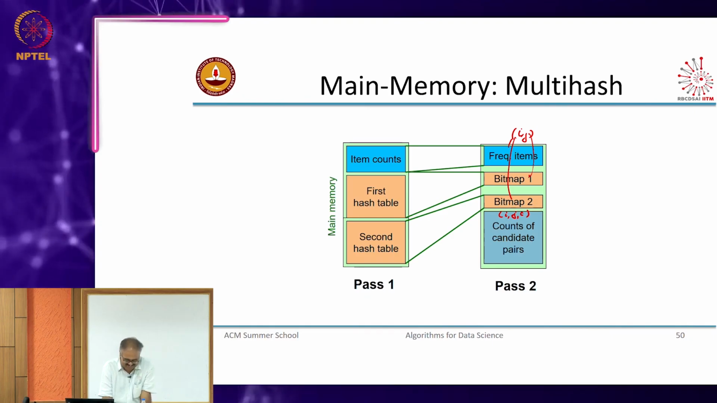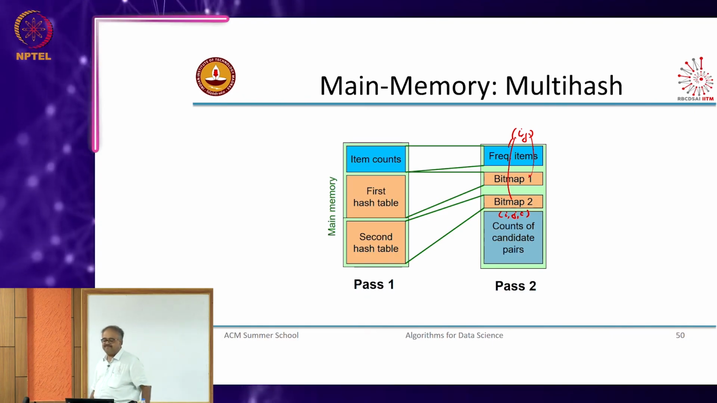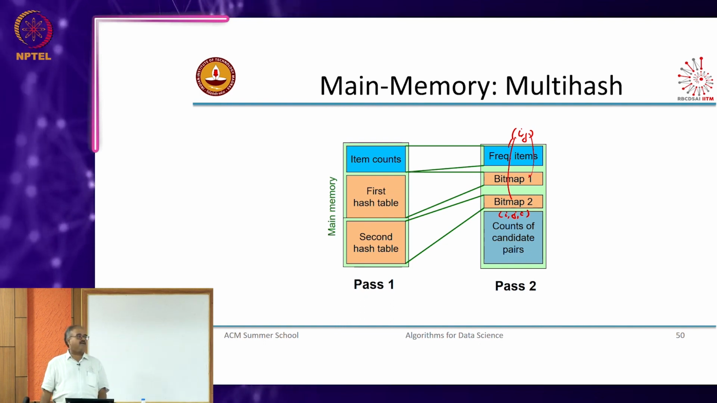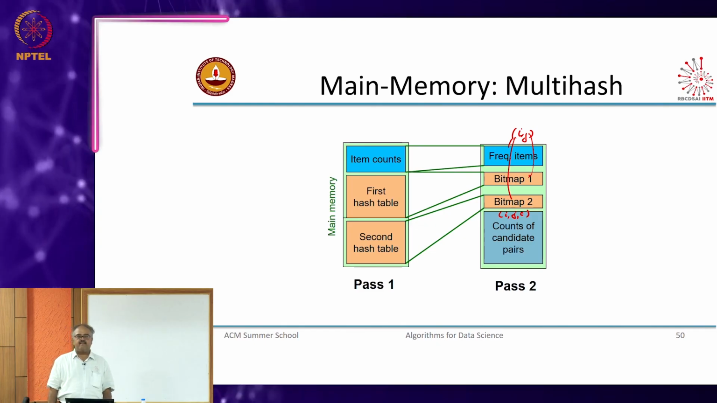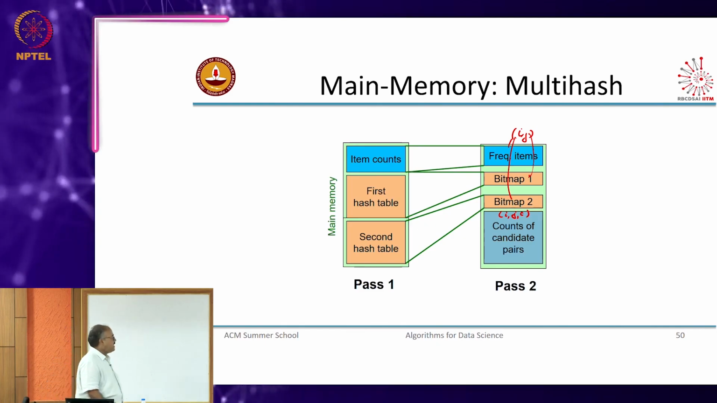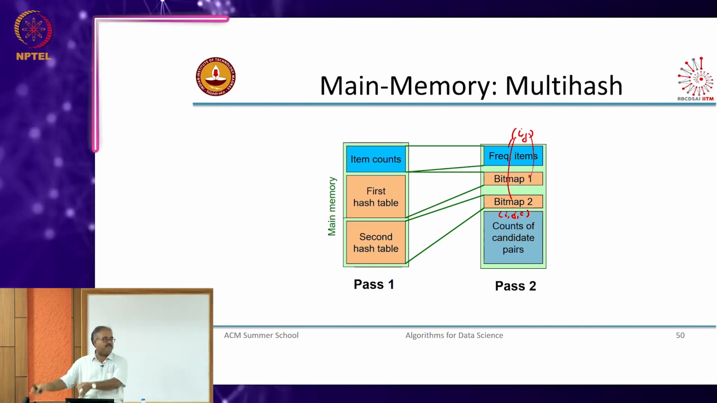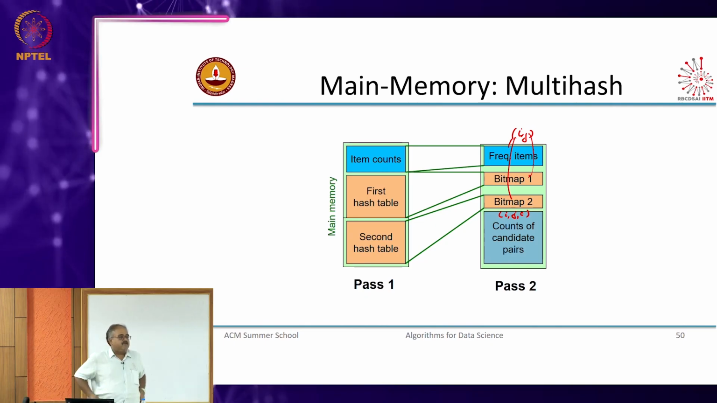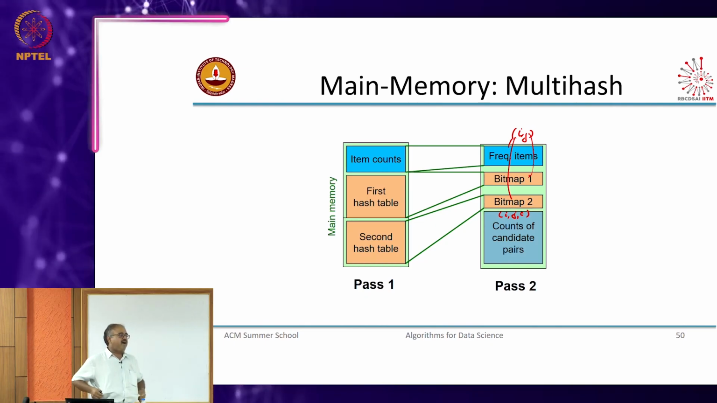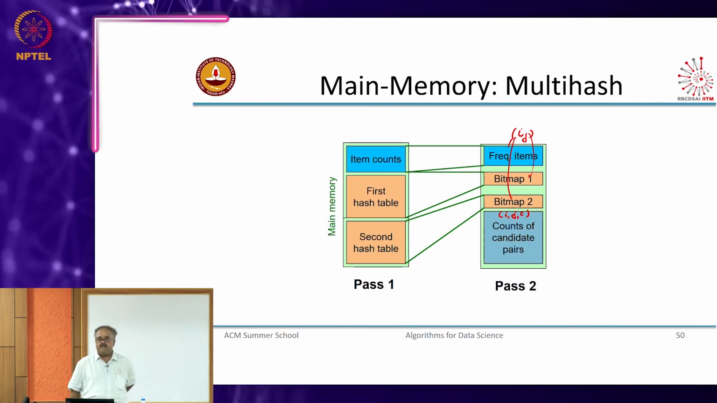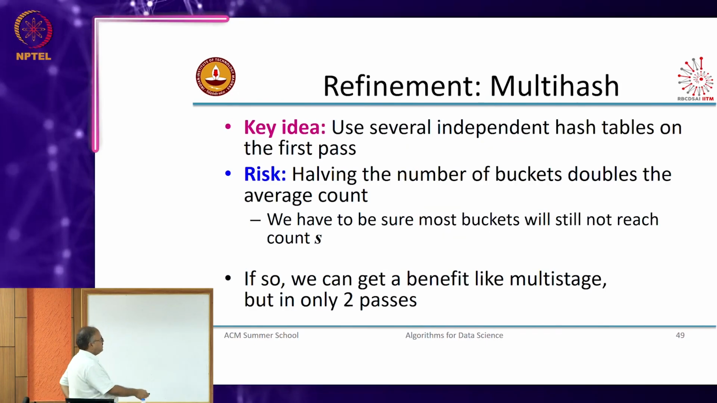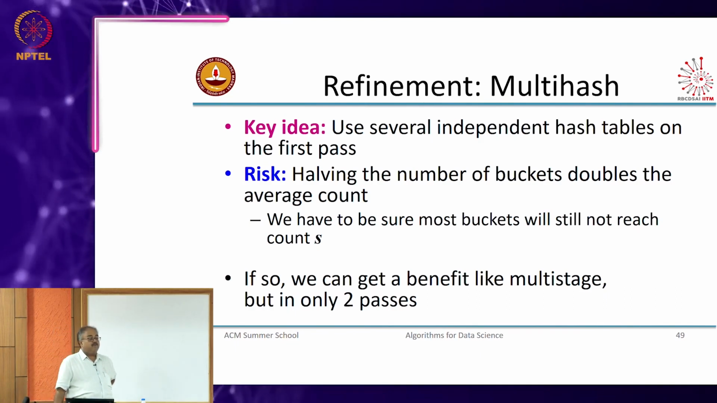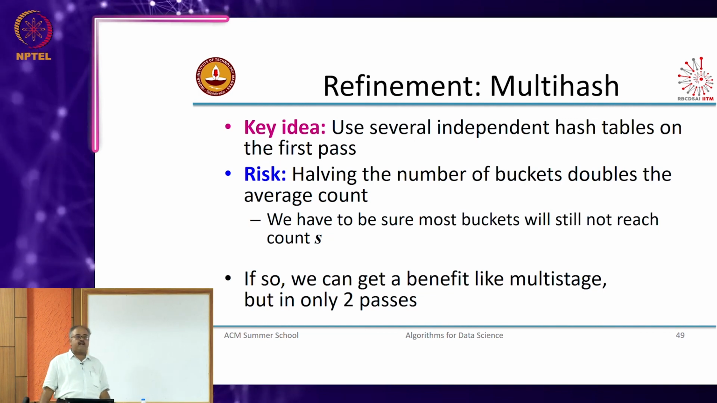Correctness. So basically, what is affecting the correctness here is the fact that we have reduced the number of buckets per hash table. Earlier we didn't. When we were doing the 3 pass algorithm, the first pass had the full memory for the buckets, and the second pass also had the full memory for the buckets. Now we have taken whatever memory we had and halved it, so it kind of doubles the average count. So it shouldn't come to a point where most of the buckets are going to have a count greater than s.